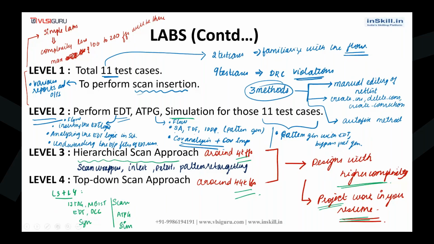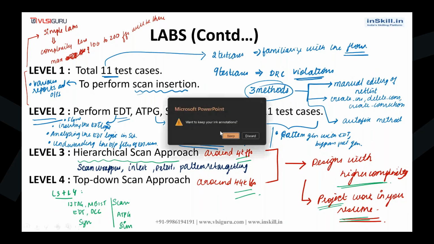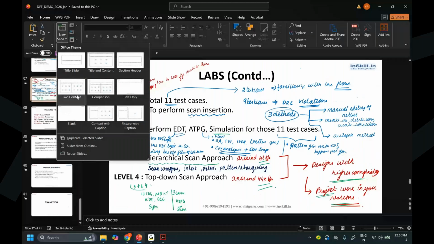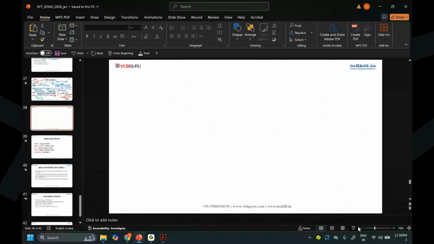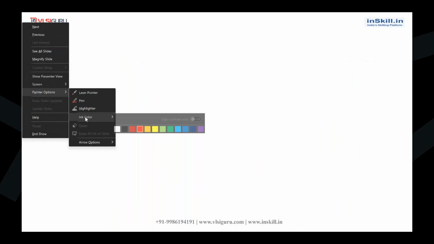So level 3 projects are nothing but the hierarchical scan approach. Some more theoretical topics will also be covered while we are doing them, like scan wrappers, INTEST, EXTEST, and pattern retargeting. All those things will be covered when we do the hierarchical scan approach. So this is the summary of what will be covered in our labs. Basically, this course will be for around 5.5 months.